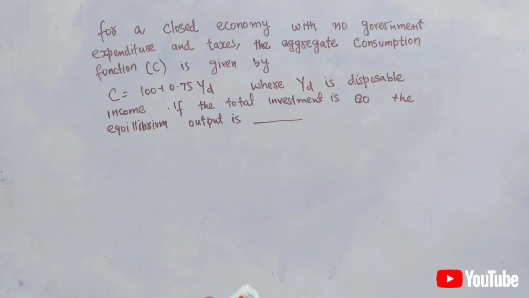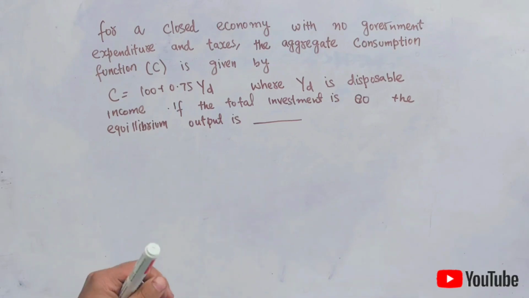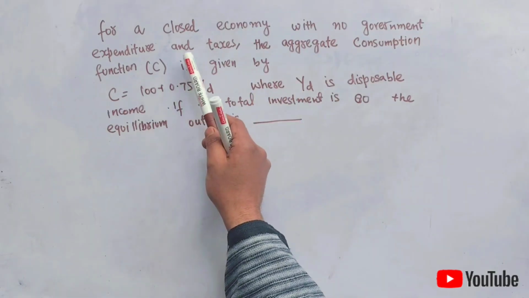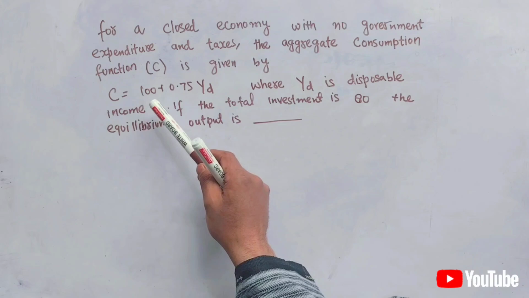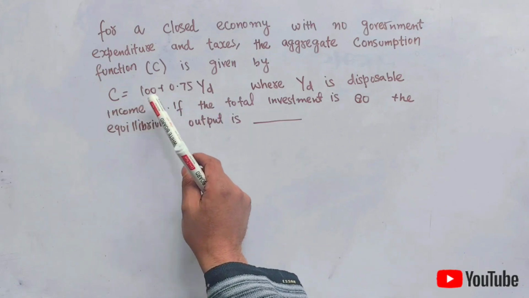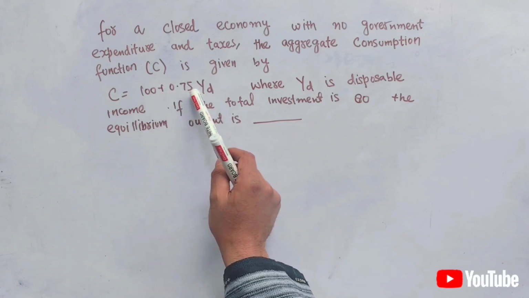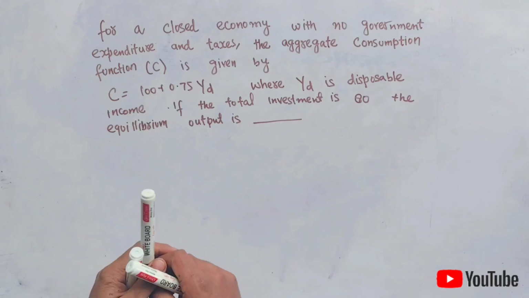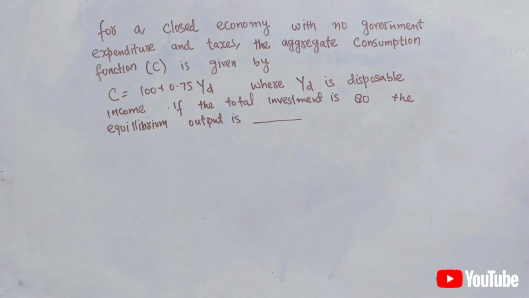The question is to find out the equilibrium output from the given consumption and investment function. The question is, for a closed economy with no government expenditure and taxes, the aggregate consumption function is given by C is equal to 100 plus 0.75 YD, where C denotes the consumption, 100 is the autonomous consumption when the level of income is 0, 0.75 denotes the marginal propensity to save, and YD denotes the disposable income. If the total investment is 80, we need to find out the equilibrium level of output.